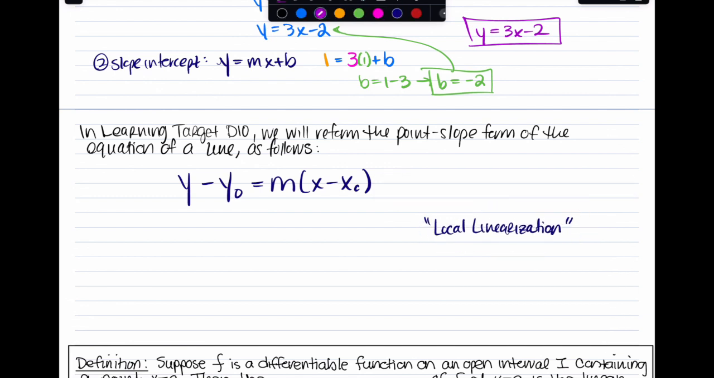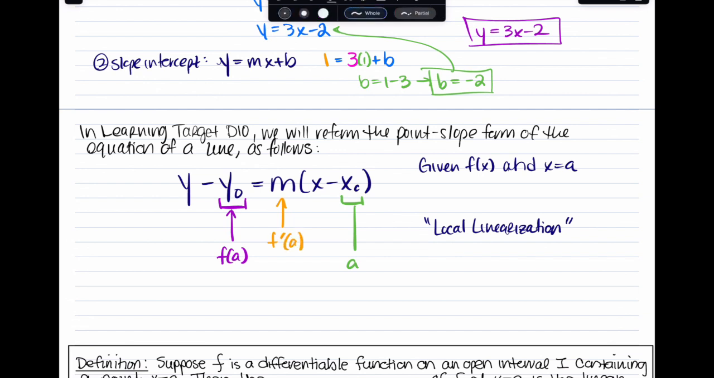I'm going to take the f of a value and plug it in here. Again, I'm going to be given f of x and x equals a. I'm going to take f of a, which is the function value at the given x value, plug it in there, and I'm going to take a and plug it in there. I'm going to have a slope, but I'm going to find that slope by taking f prime at a. So I'm going to actually go through and find the derivative, whichever method I like.